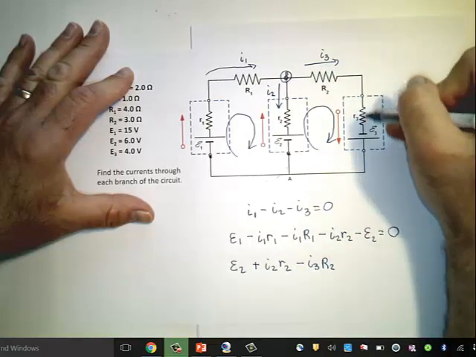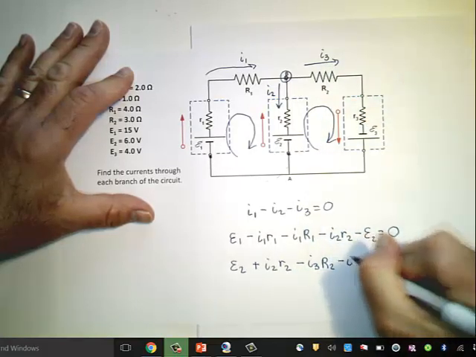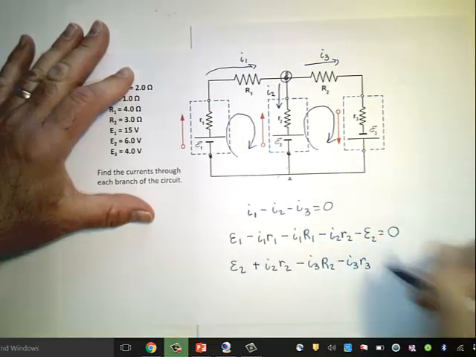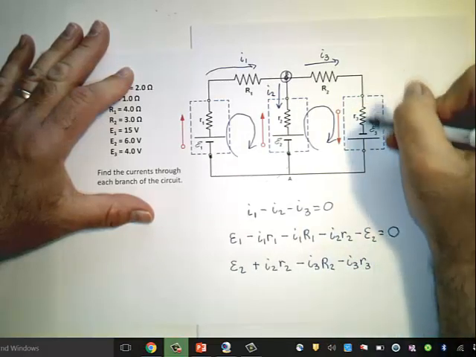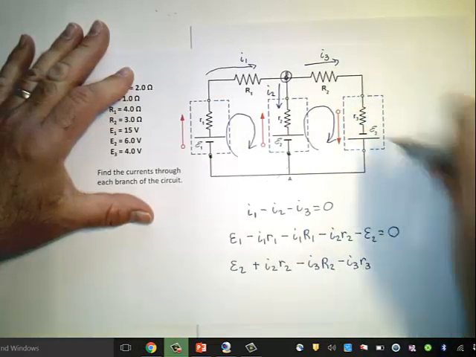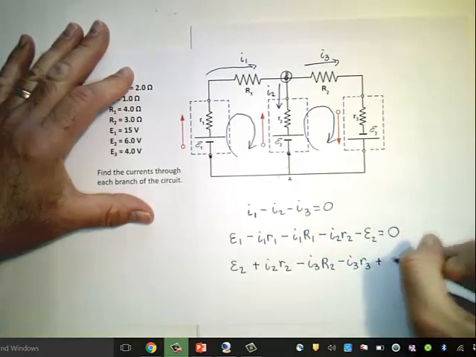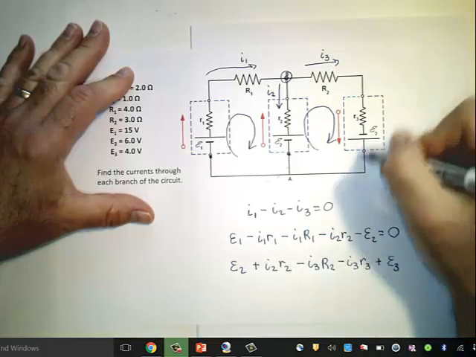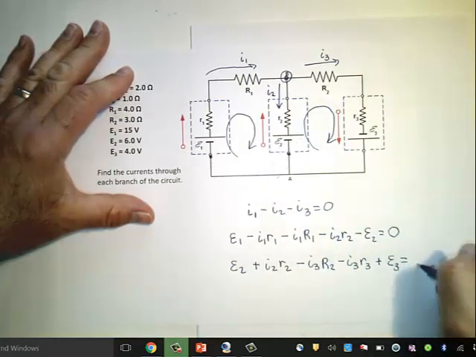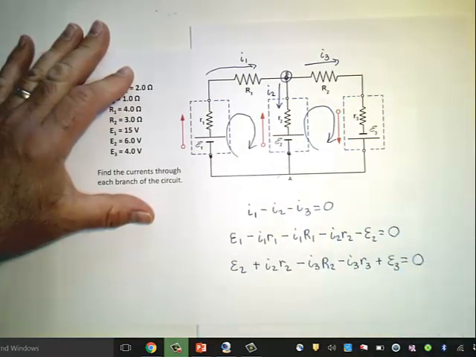Moving in the direction of this guy's current, I'm going to say minus I3, r3, little r3. We're moving in the same direction of this guy's push, this EMF arrow, so we're going to say plus E3. Now we're back around to where we started. So there's our equation.